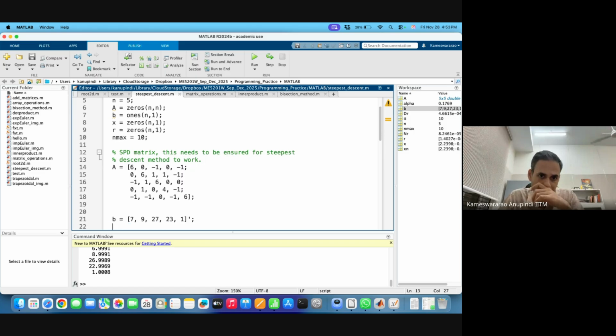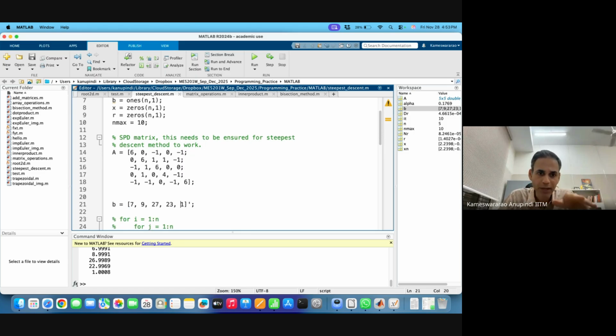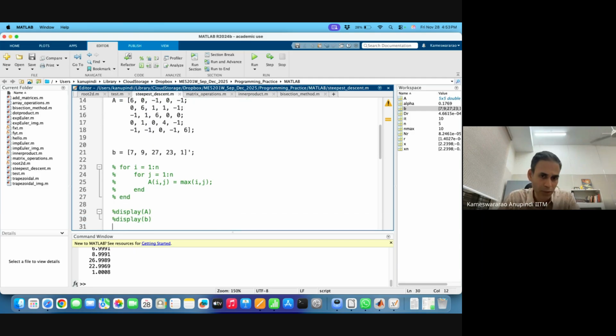Fine. So A is given, and B I have also taken. B is 7, 9, 27, 23, 1. And then I put a quote here because it is a column vector. So that's what I have done. Then I don't have to do any of these other things.